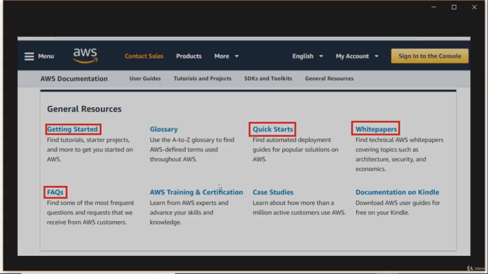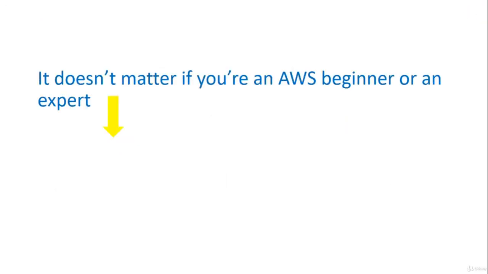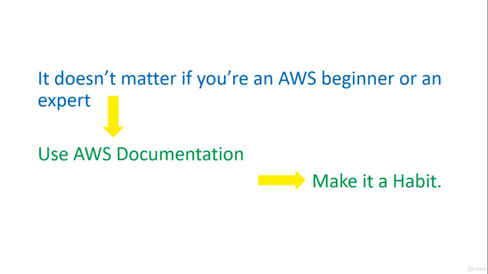General resources, these are quite important in terms of your certification as well as practical knowledge. FAQs, white papers, there are many architecture related white papers as well, and best practices white papers, security white papers, which you should always go and read. So finally, it doesn't matter if you are an AWS beginner or an expert. Use AWS documentation and make it a habit. There's a wealth of information. The more you explore, the more you learn.